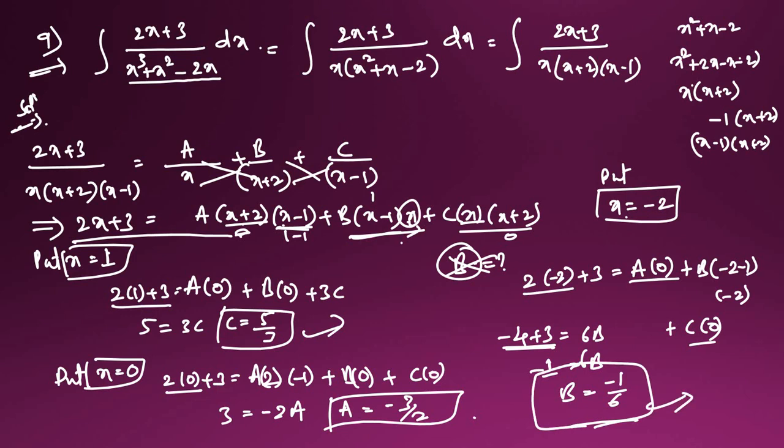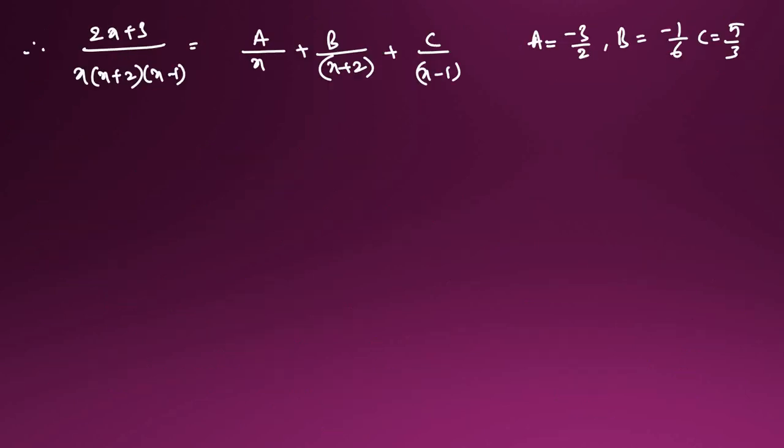So a is equal to, and b is equal to, and c is equal to this one. What we have to do is substitute into the equation and we'll get the answers. Now the values we got are a is equal to minus 3 by 2, b is equal to minus 1 by 6, and c is equal to 5 by 3.